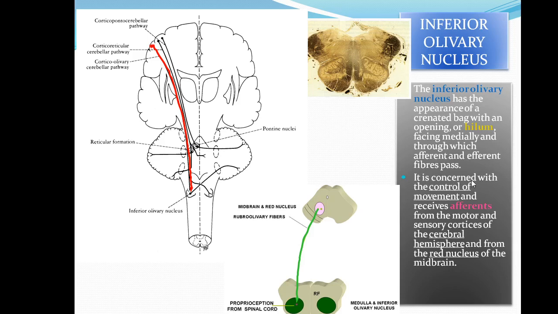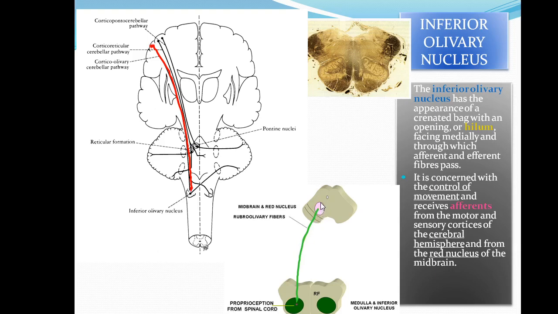It is concerned with the control of the movements and receives afferents from the motor and sensory cortexes of the cerebral hemisphere and from the red nucleus of the midbrain. Here you can see the cortico-olivary fibers coming from the cerebral cortex and from the cerebellum, and from there coming to the inferior olivary nucleus.